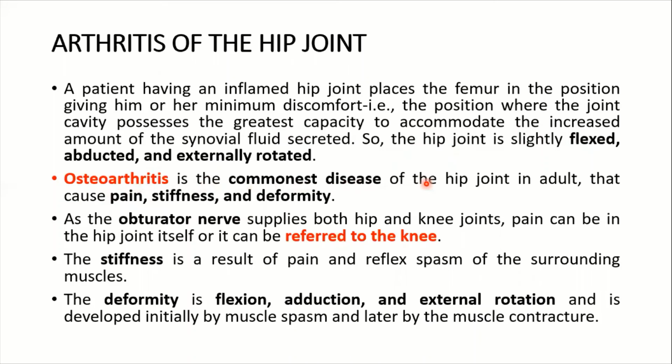Osteoarthritis is the commonest disease of the hip joint in adults that causes pain, stiffness, and deformity. As the obturator nerve supplies both hip and knee joint, pain can be in the hip joint itself, or it can be referred to the knee. It can be both in the hip joint and the knee. This is a referred pain. The stiffness is a result of pain and reflex spasm of the surrounding muscles. The deformity is flexion, adduction, and external rotation, and is developed initially by muscle spasm and later by muscle contracture.